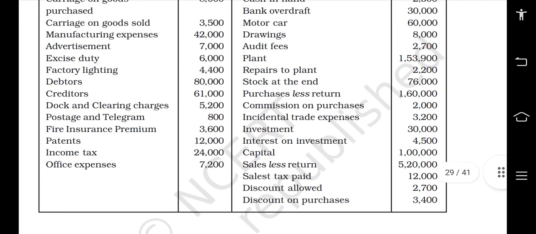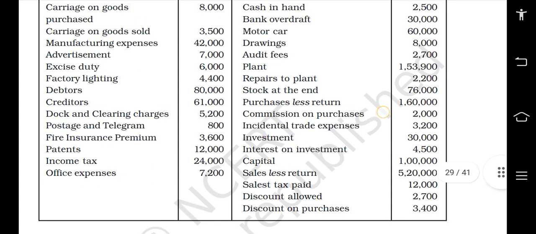Dock and clearing charges are direct expense. And postage and telegram are indirect expense, they go to the P&L account. Fire insurance premium, indirect expense. Patent is an asset, it will be on the asset side of the balance sheet.